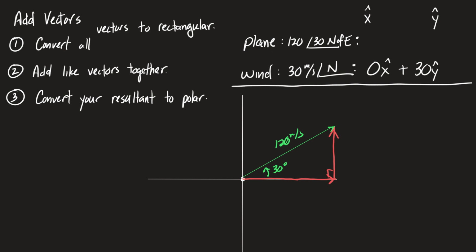So 60 and 103.9. Okay. So sine and cosine of 30. We had the hypotenuse. So that means our plane's actual vector in component form is 103.9 x hat plus 60 y hat.